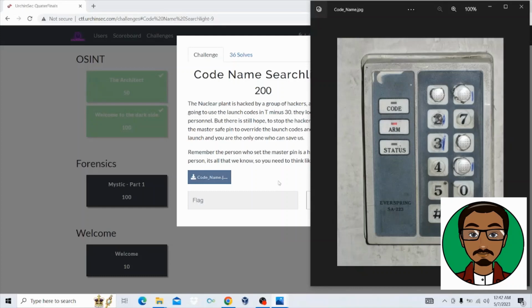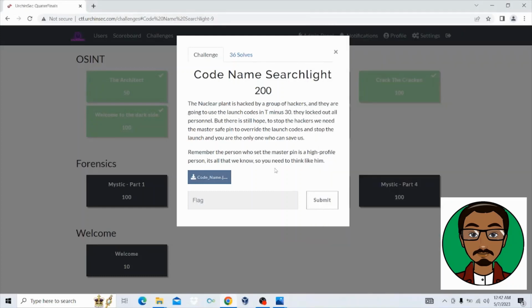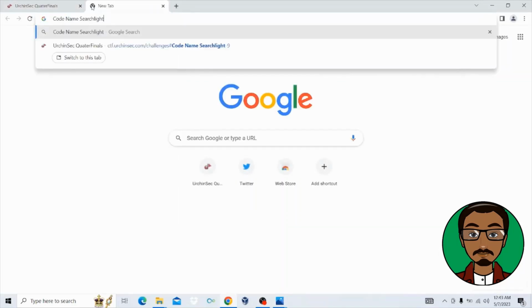So let's dive back into the question. The challenge itself is called codename SearchLight. So we need to find out what is codename SearchLight, first of all. So let's copy that word and let's look at it on Google and see what result it will give us.